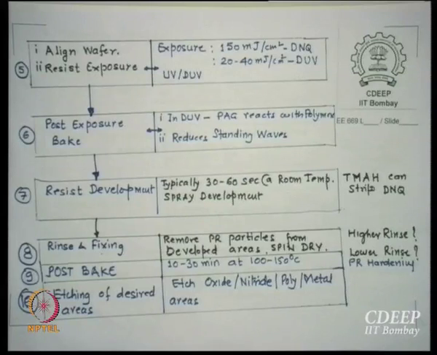Now the purpose of this post exposure bake: typically this is around 90 to 100 degrees, sometimes 120 degrees, depending on the kind of resist you have. If it is DUV, then the photo acid generator reacts with the polymer. You have just bonded it, it reacted with the polymer, but it has to come back. So this catalytic reaction can now take place during this post bake. So acid is released again. It also helps reduce standing wave patterns, because the density of resist becomes higher, so reflections are relatively smaller. Therefore one says that post bake reduces standing waves and also releases acids. This is a very important step.